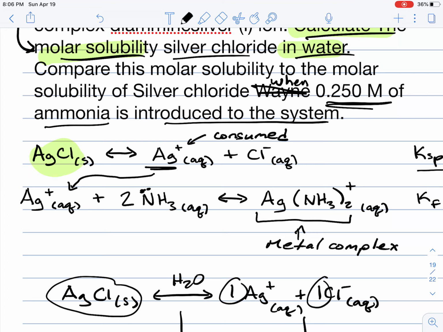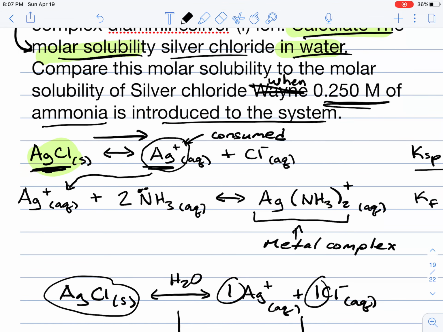Okay. And so here in this case, since we are consuming silver, how will that affect the molar solubility of silver chloride? And this can be explained once again by using Le Chatelier's Principle. So the disturbance in this case is the consumption of the product. To replace the product that was consumed by another reaction, the equilibrium will shift to the right to replace the substance that was lost.